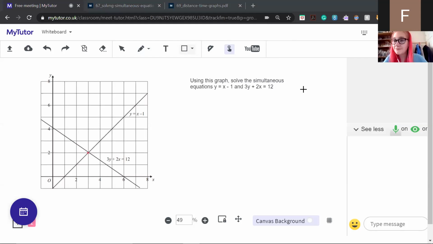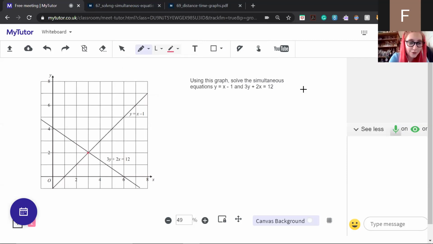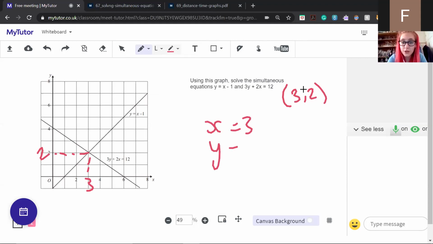So this is a really cool thing. And then we can look at, well, where is this point? This point is at 3, 2. So they meet, they intersect at the point 3, 2. And what that means is x equals 3, y equals 2. And there are your solutions to the simultaneous equation.